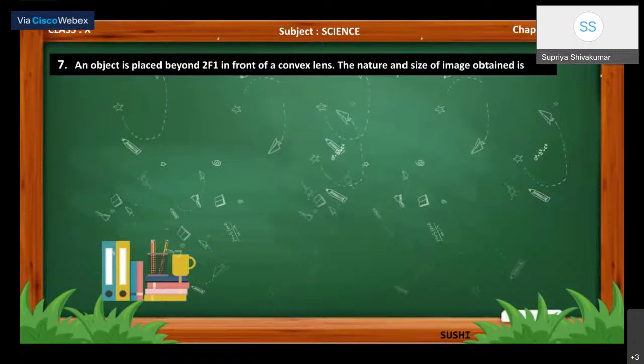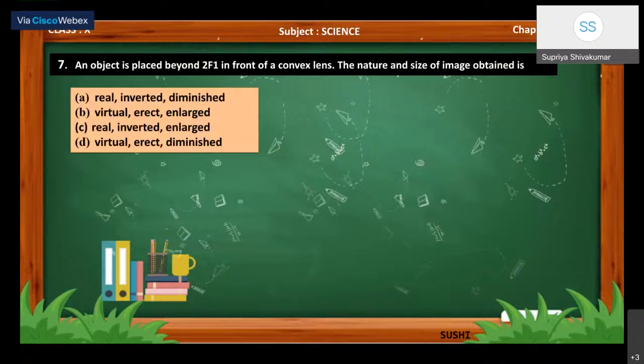Okay, next, moving on to the next question. An object is placed beyond 2f1 in front of a convex lens. The nature and the size of an image obtained. So this is a straightforward question wherein you need to refer the table of convex lens. So options are real, inverted, diminished; virtual, erect, enlarged; real, inverted, enlarged; virtual, erect, diminished. So which is the option? What is the right answer?